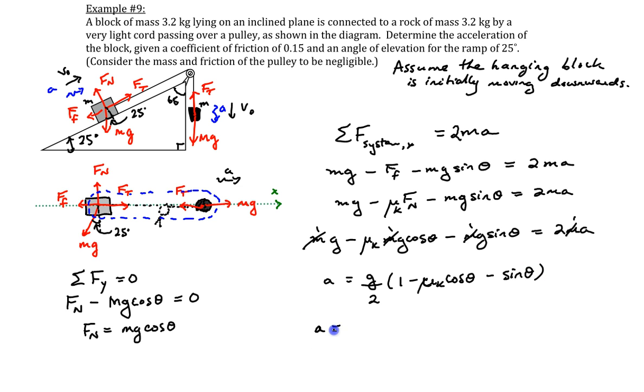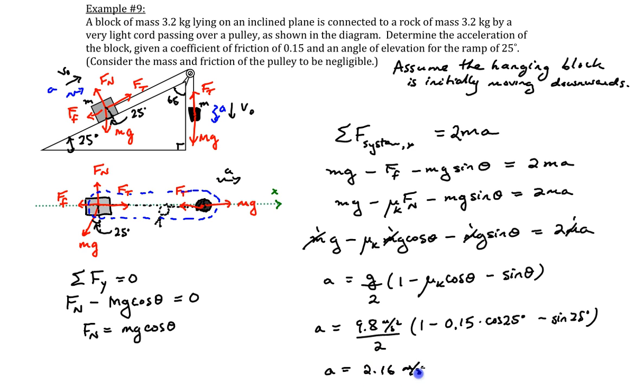So all we need to do now is plug into this expression 9.8 meters per second squared divided by 2, and then 1 minus the coefficient of kinetic friction, which is 0.15, times the cosine of the angle, which is 25 degrees, minus the sine of 25 degrees, and go ahead and plug that into your calculator. And you should get an answer of 2.16 meters per second squared.